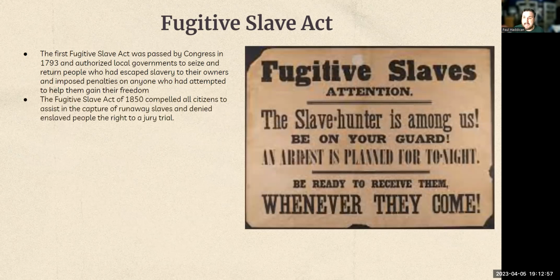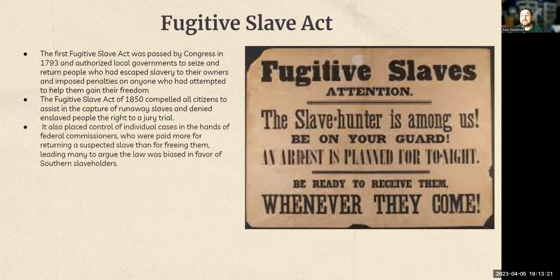We're going to amend that. We're going to have a second one that's passed in 1850 that's going to compel all citizens to assist in the capture of runaway slaves. And it will also deny enslaved people their right to a jury trial. So now you can't just say, oh, I had no idea. You are now compelled by the federal government to help turn in escaped slaves, or even people that you suspect to be escaped slaves.